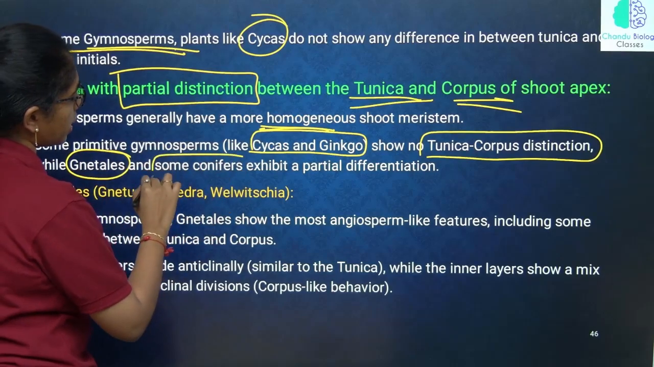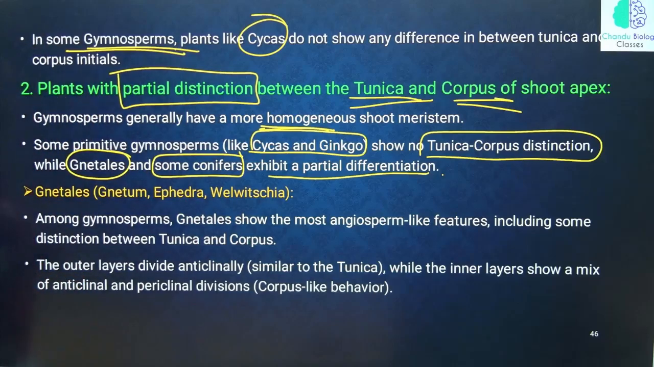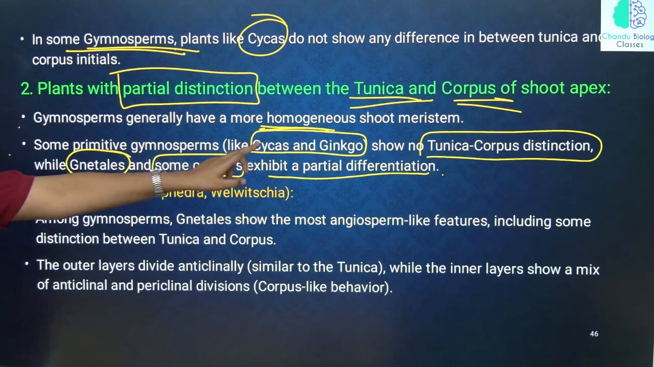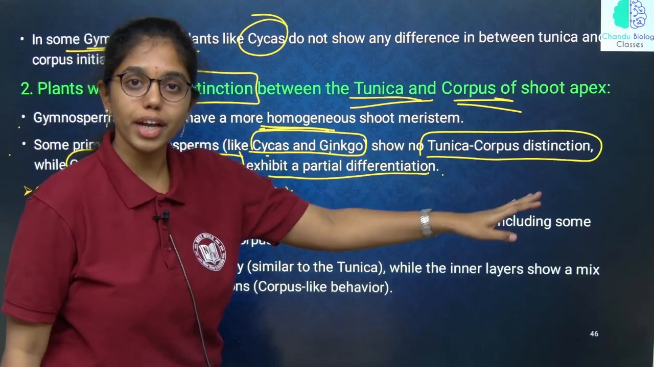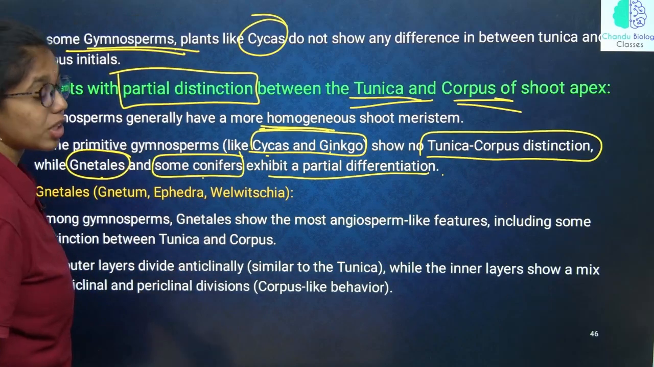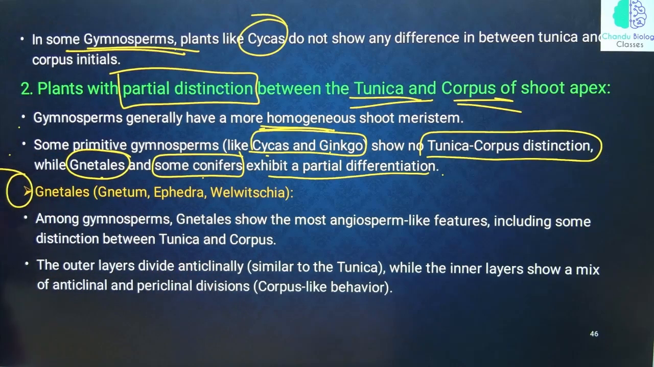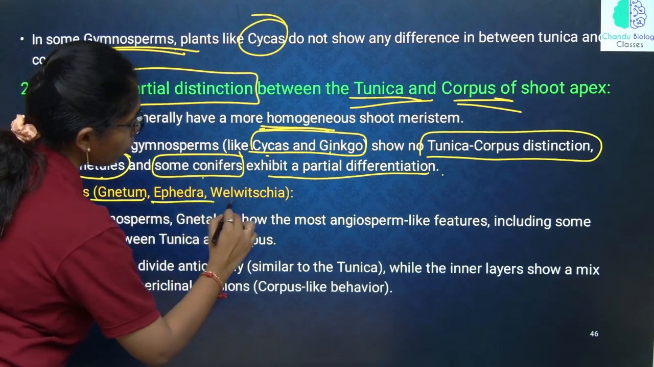conifers will exhibit partial differentiation. Primitive gymnosperms like cycas and ginkgo do not show any tunica corpus distinction, while some conifers will exhibit partial differentiation. Coming to Gnetum, Ephedra, Welwitschia.